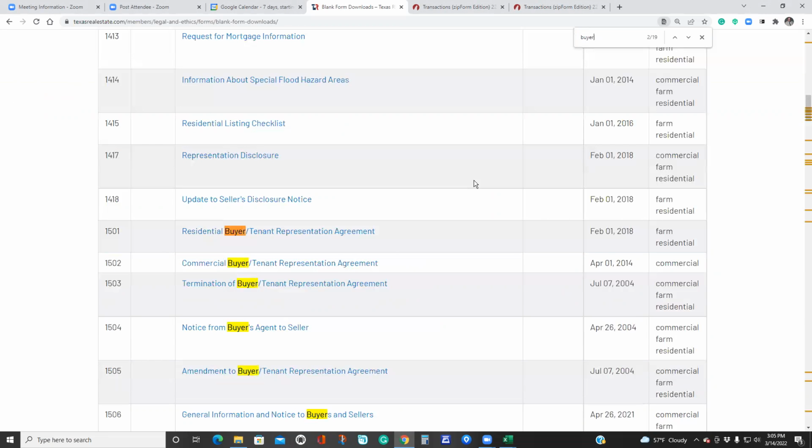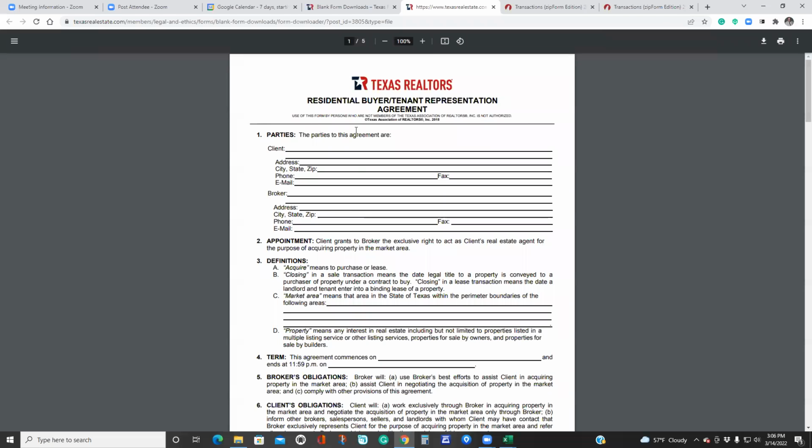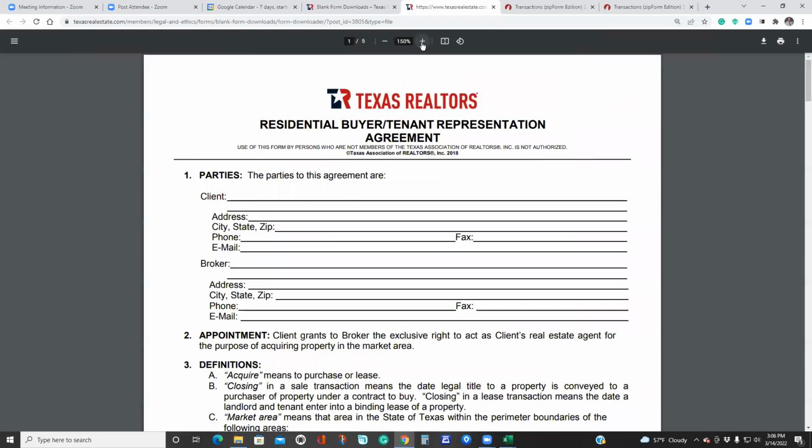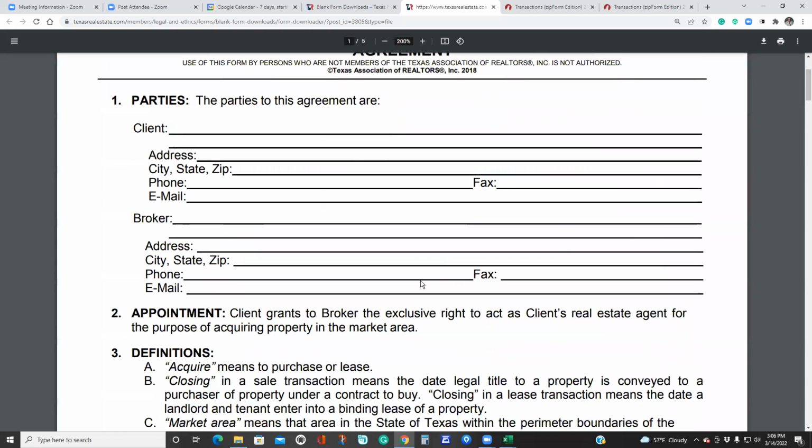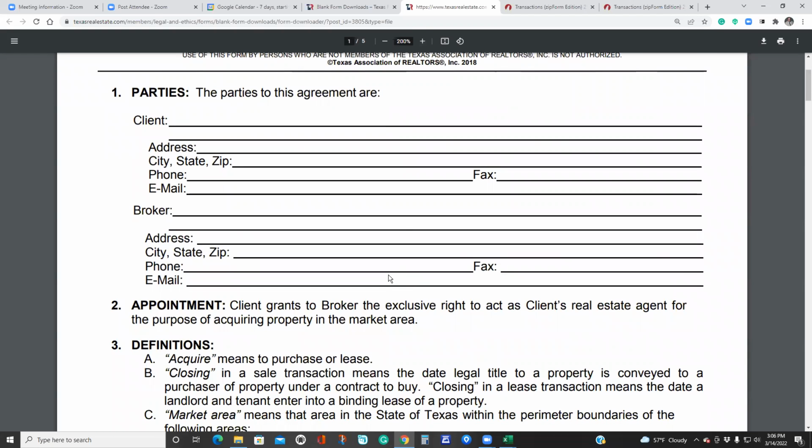Buyer. So there's the buyer tenant representation agreement. Every form you need is in there. There's over 176 of them. But this is on the buyer tenant representation agreement, right? And we're not going to fill this one out, but we are going to touch base on a couple things based on a conversation we had earlier.